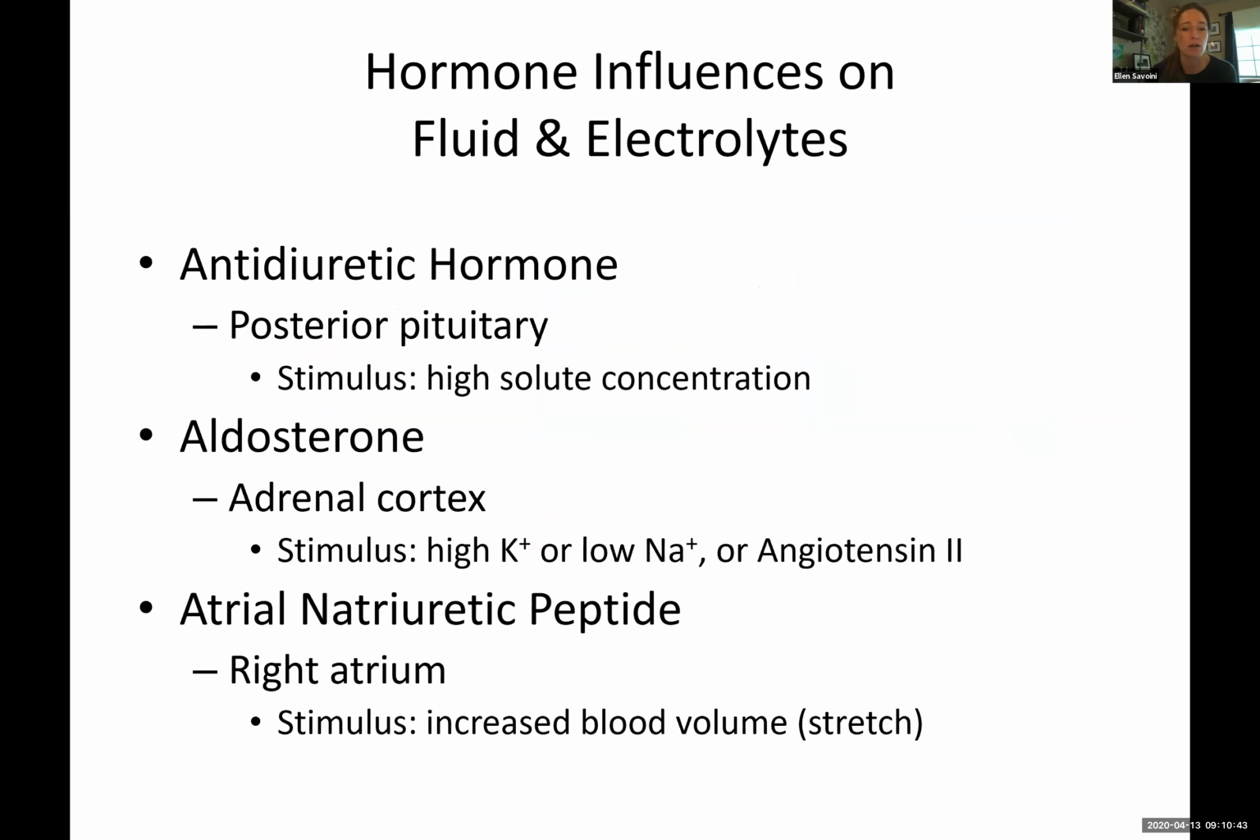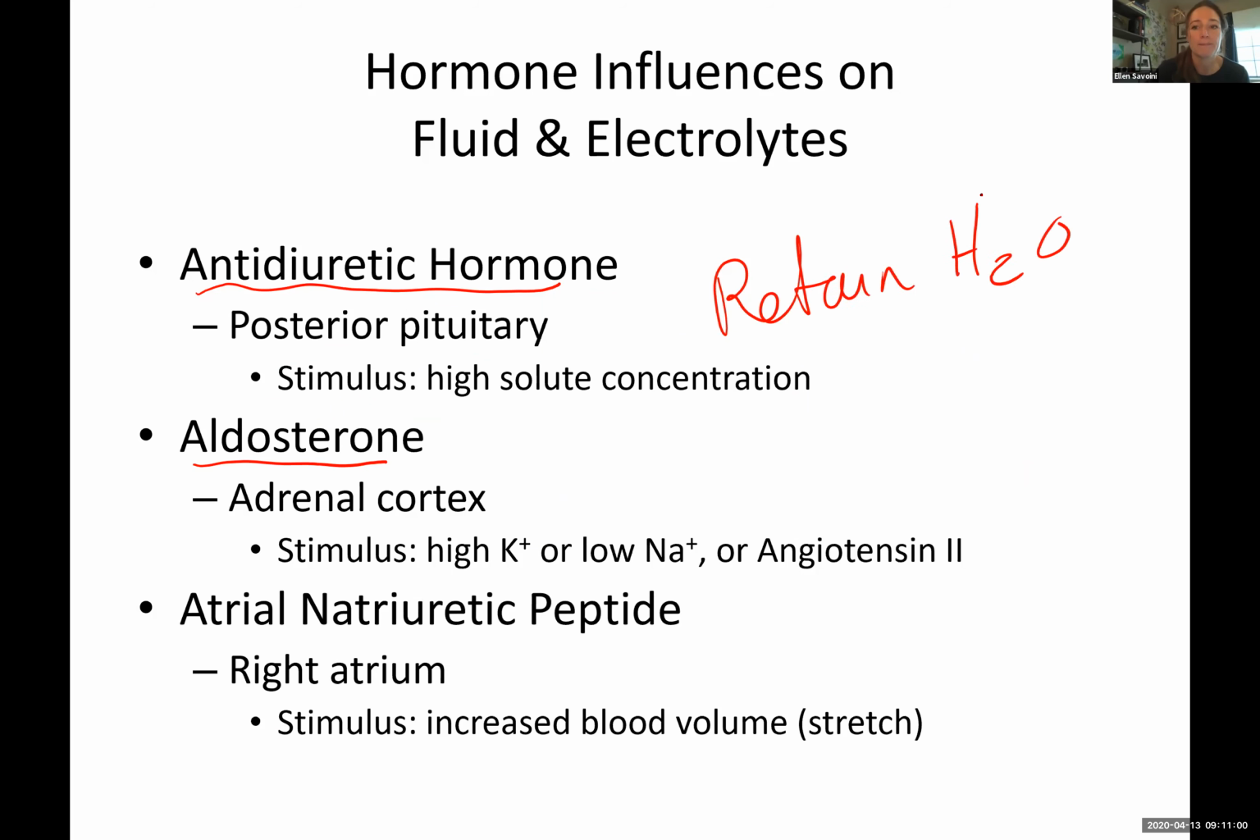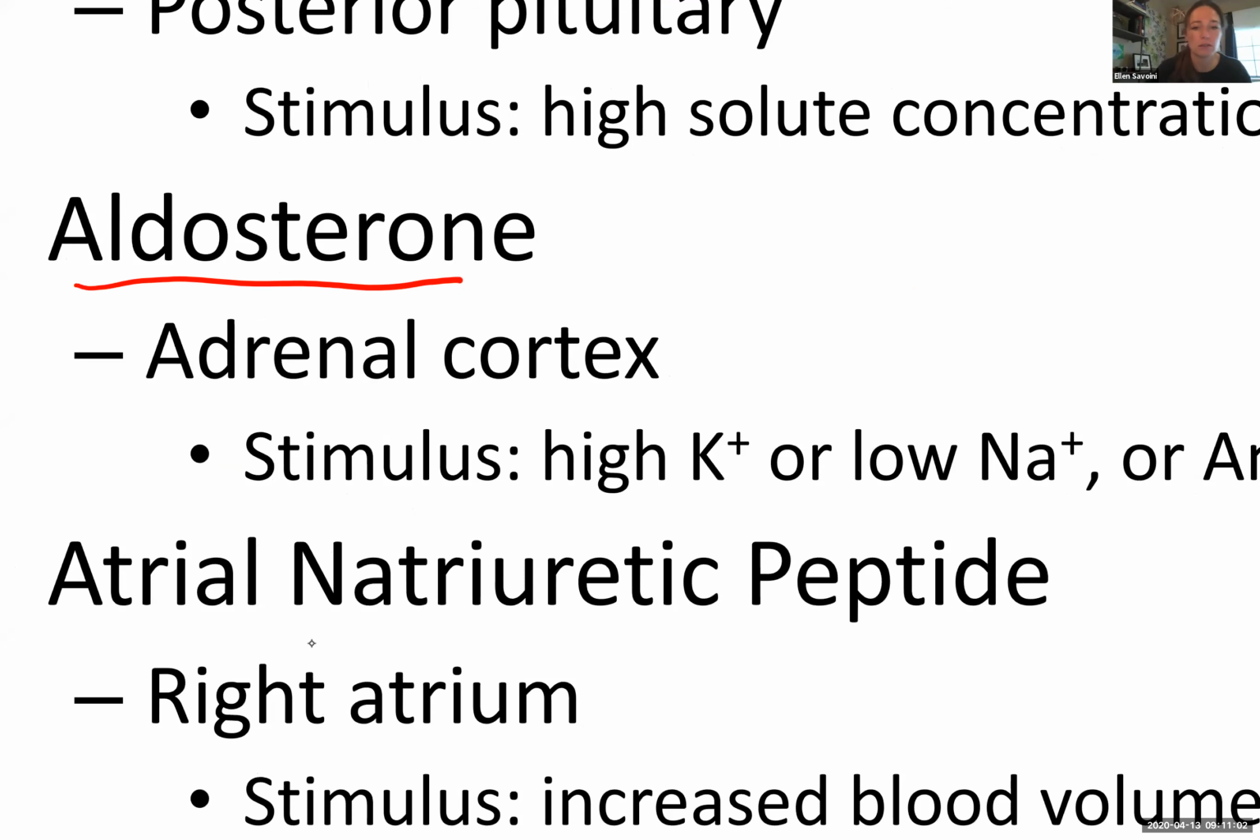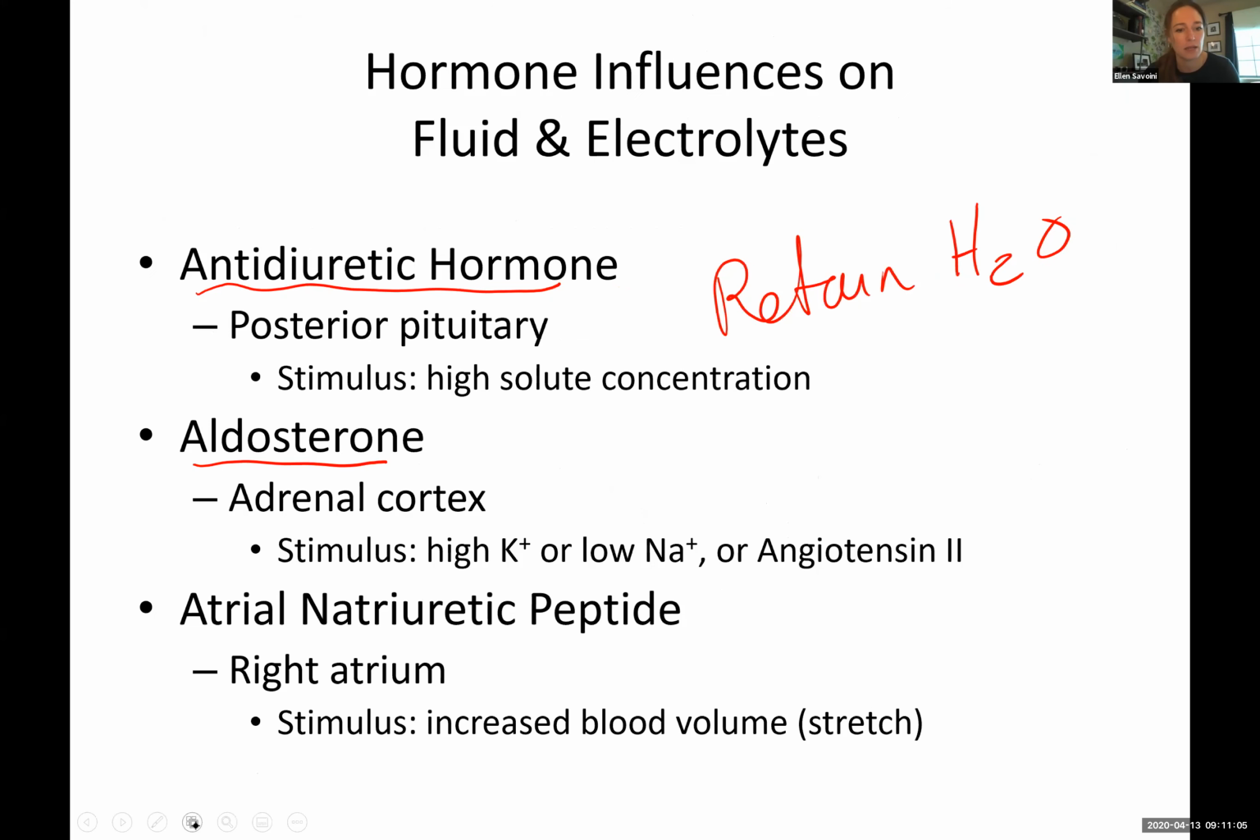How do we move water around in our body? We do it with these three hormones. Notice it's missing angiotensin II. So these guys, antidiuretic hormone and aldosterone, remember, we're going to retain water. And then switch colors. Okay, we'll do that in purple. And then this one, we lose water. So we're just moving water around. That's really all this slide is.